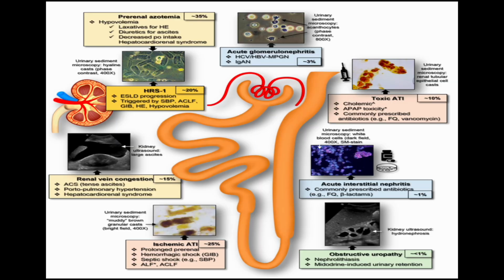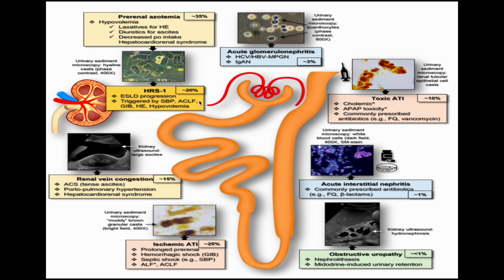Before we go forward, we will summarize a little bit about what we have discussed. That is, what are the possible phenotypes of AKI in patients with liver dysfunction, whether chronic or acute. The most common is prerenal azotemia, which can be because of hypovolemia, and this is around 35%. The causes are laxatives, diuretics, decreased intake, and hepatocardiorenal syndromes. Next, you have HRS1, which is one of the most common diagnoses we make when we see a patient of AKI with chronic liver dysfunction.